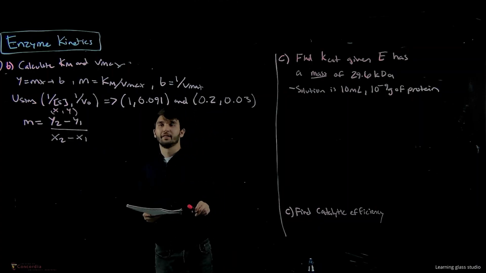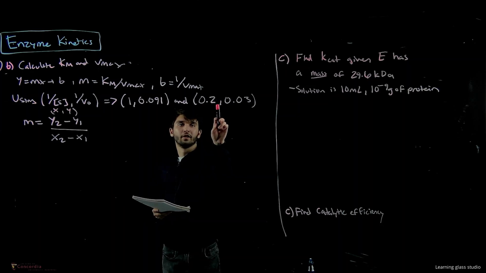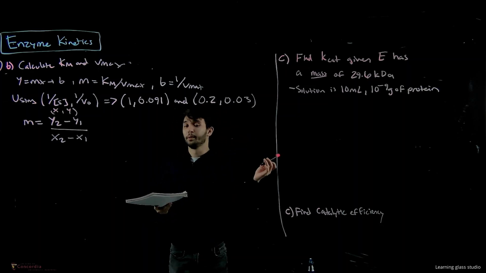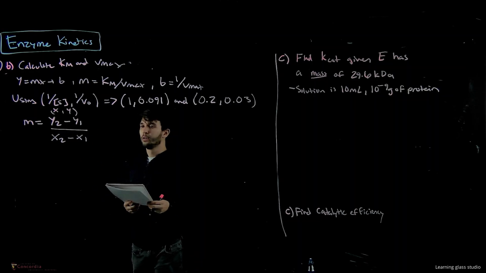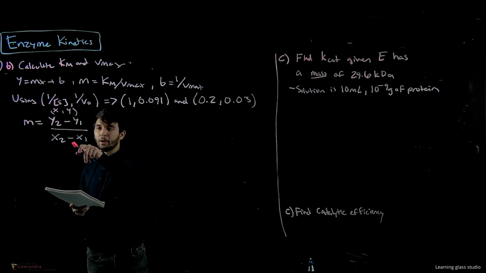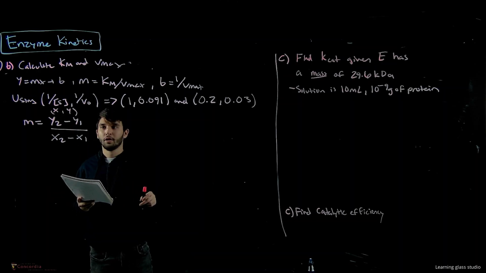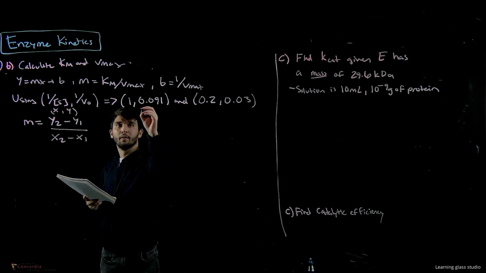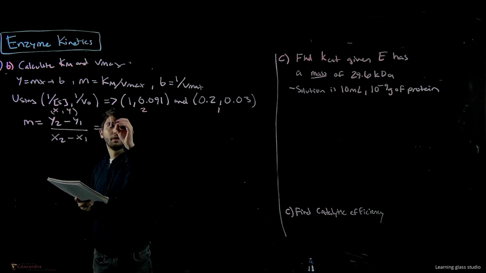So I picked 2 points here. We're going to use 1 comma 0.091 and 0.2 comma 0.03. So the first thing I'm going to do is find the slope, find m. To do this, y2 minus y1 divided by x2 minus x1. So this will be point 2, and this one will be point 1.